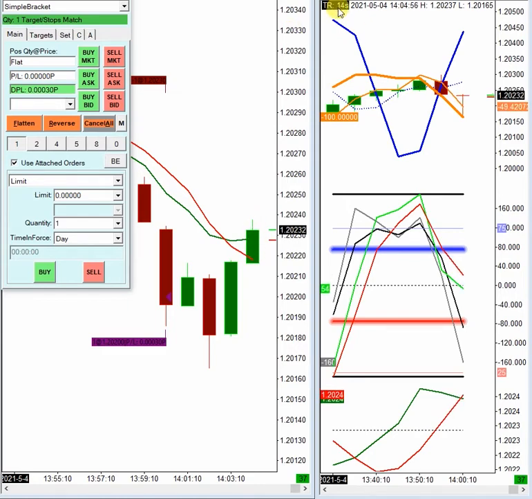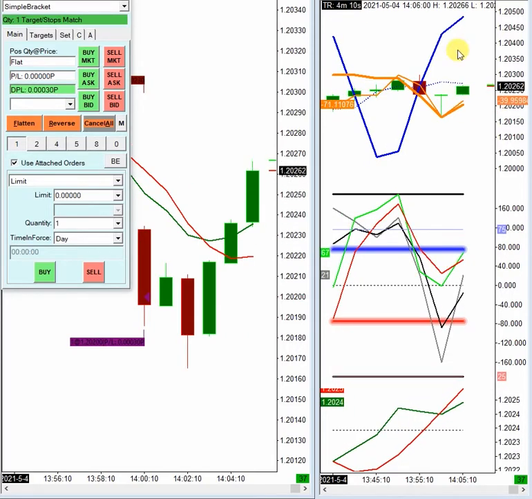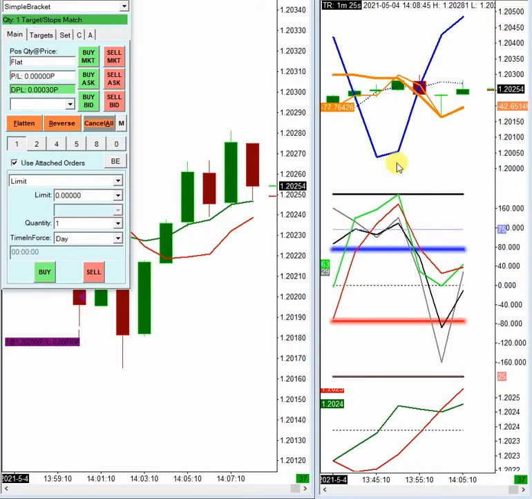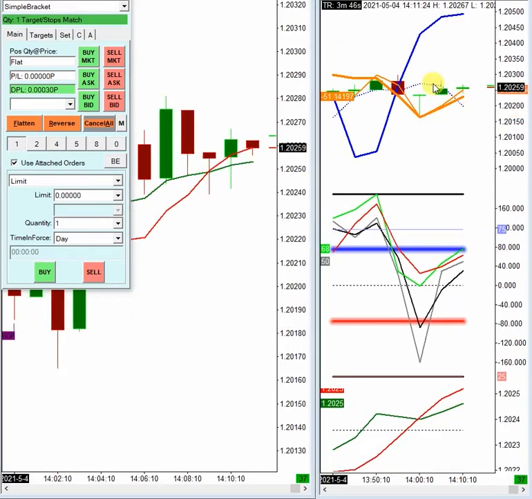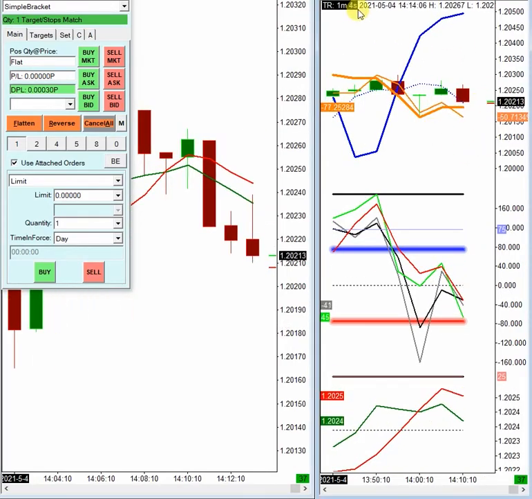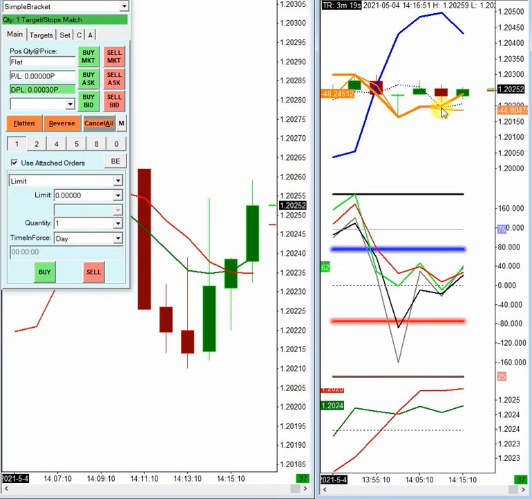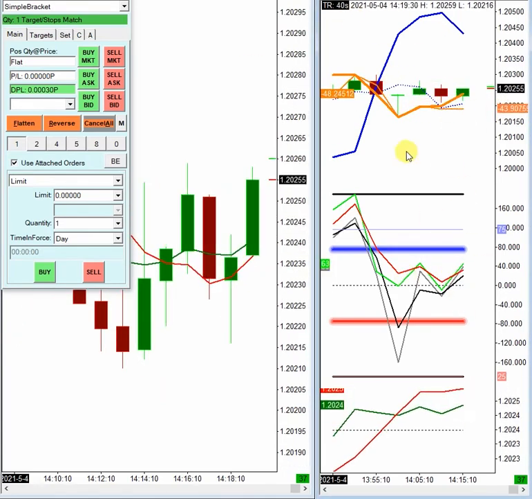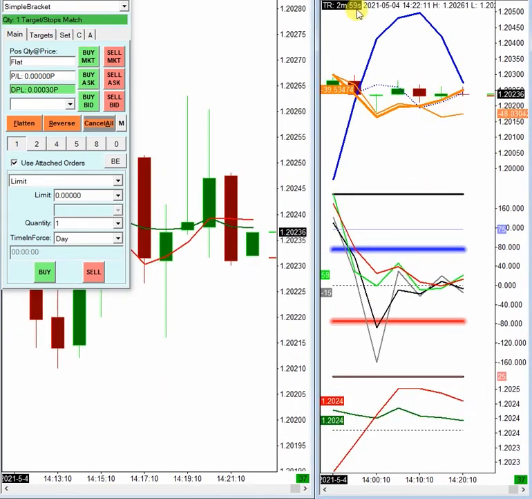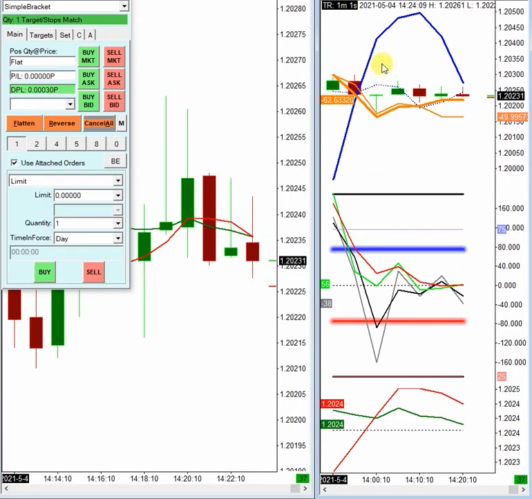It looks like we got about 15 seconds, so unless something dramatic happens here in the next 10 seconds, we're not going to take this next trade here. We're going to wait for the next setup. So we got about a minute left.